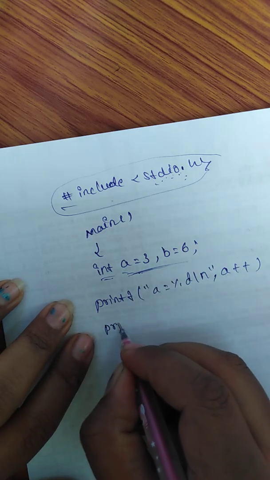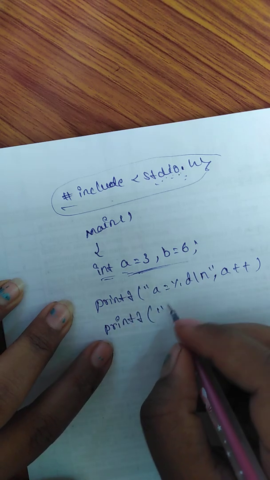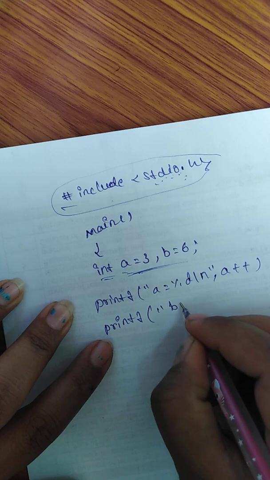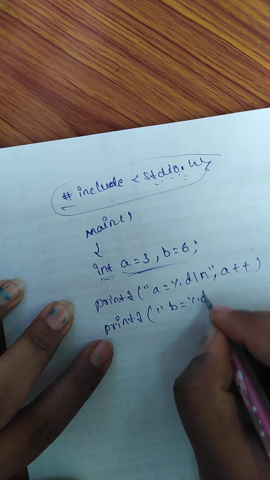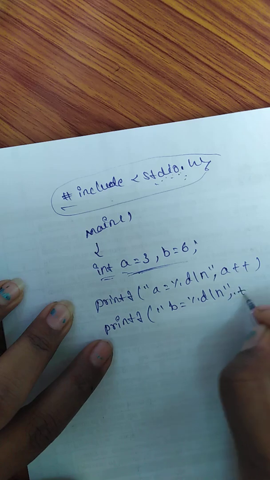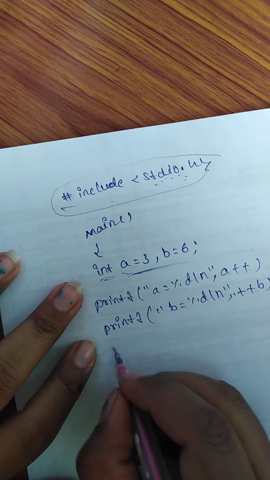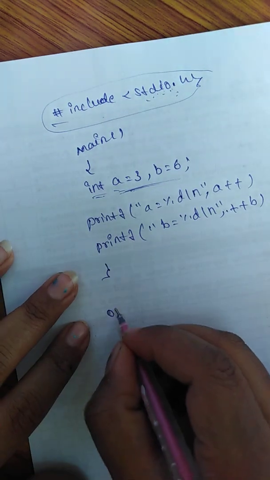Then I will write the second printf. I will check what output we get. I will write here plus plus b. This is also an increment, this also increments the value by one. What will the output become here?